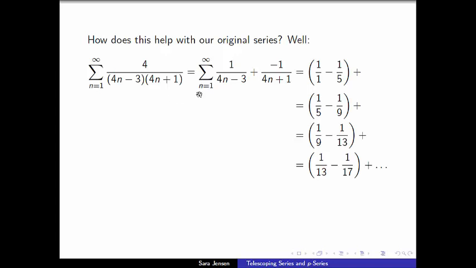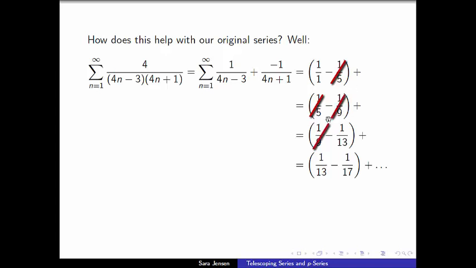In particular, when I split up my original rational function in this particular way and write out the first few terms in expanded form, I find the same pattern happening. In the first term, I subtract a 1/5, and in the second term, I add it. So these terms right here cancel. Similarly, in the second term, I subtract a 1/9, only to add it back in again in the third term.